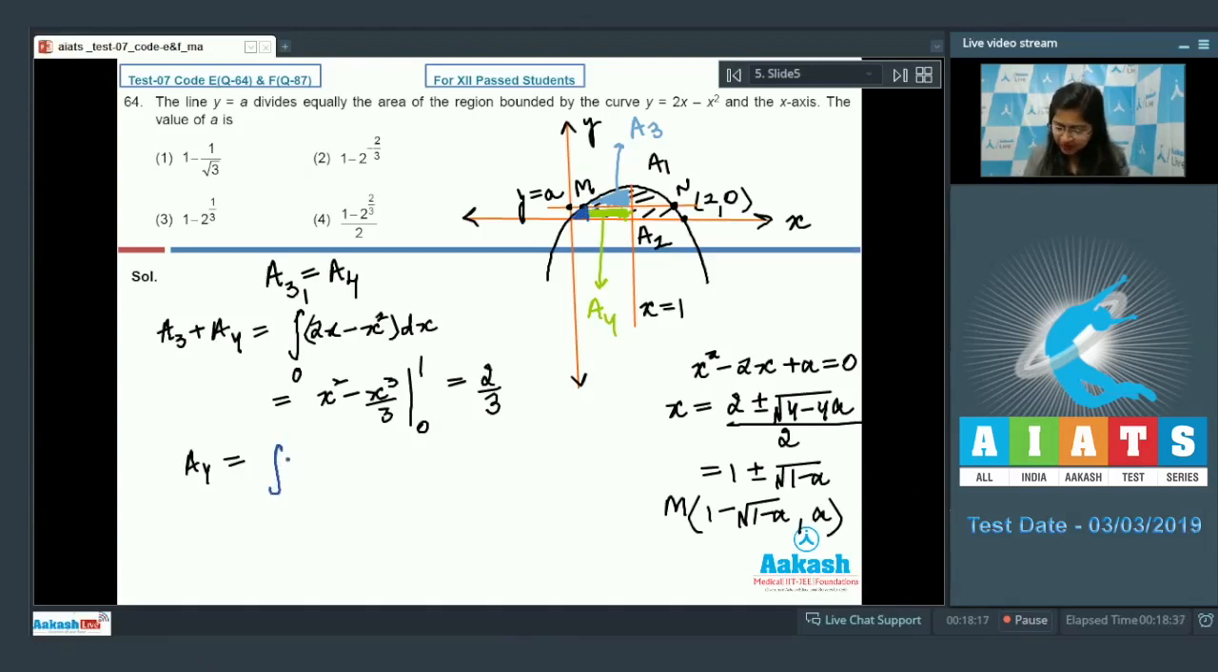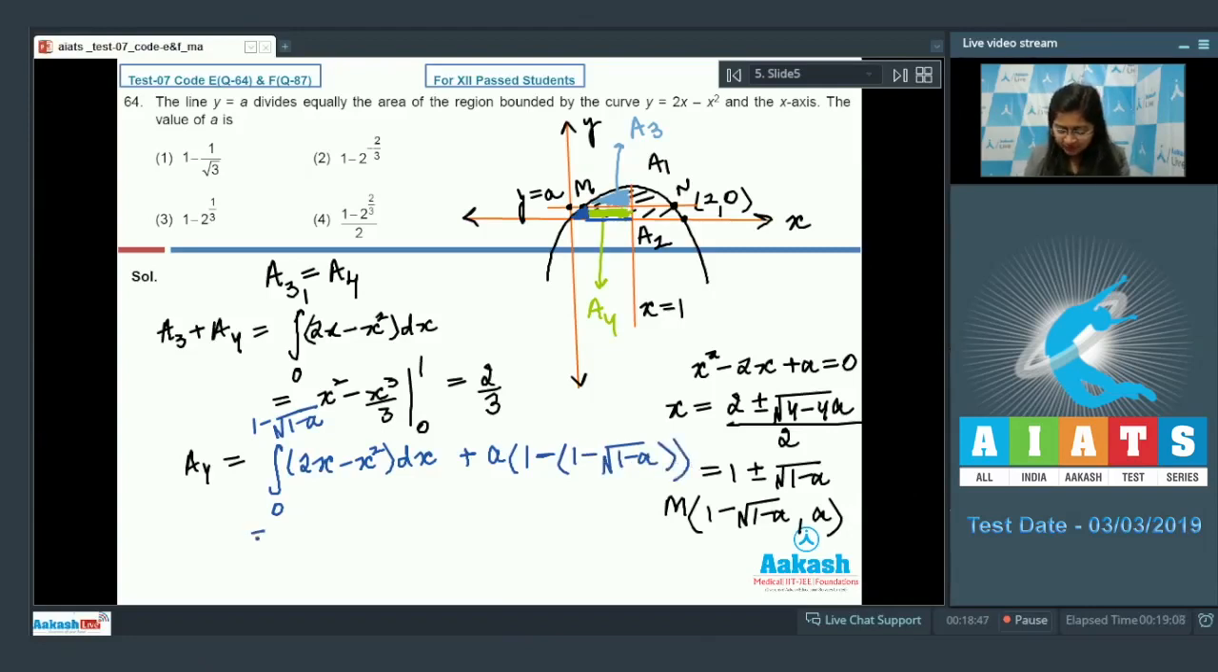Now to find the area A4, it will be equal to the area of this small portion, that is equal to the integration of (2x minus x square) dx from x equal to 0 to 1 minus under root 1 minus a, plus the area of this rectangle. That is equal to, this height is a, into this length, which will be 1 minus x1, that is 1 minus under root 1 minus a.